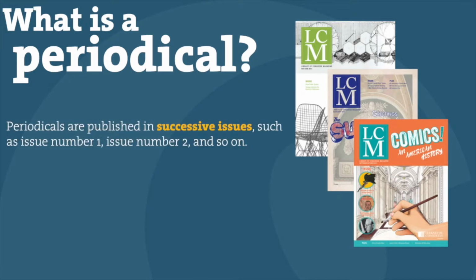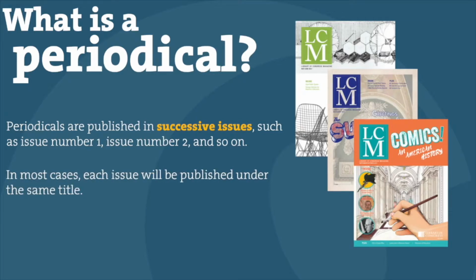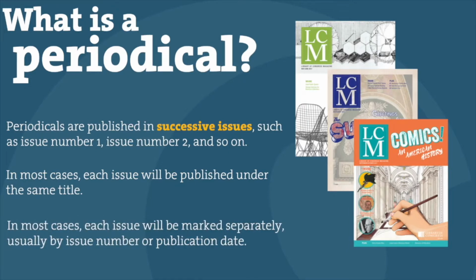Periodicals are published in successive issues, such as issue number 1, issue number 2, and so on. In most cases, each issue will be published under the same title. In most cases, each issue will be marked separately, usually by issue number or publication date.